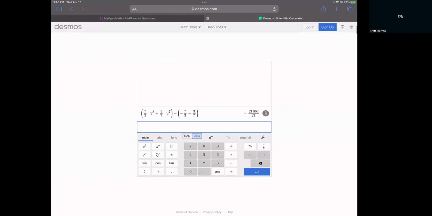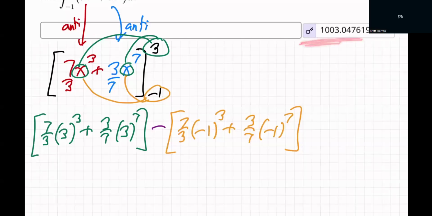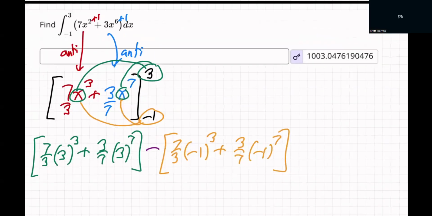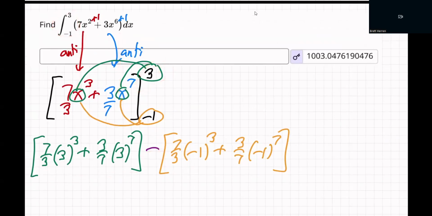Is it a fraction? Yeah, you can do that fraction or that decimal, 1003.0476. Is that what they got? Yep, that's what they got. So that's how we do it. The integral is the antiderivative, and then plug in the upper bound minus plug in the lower bound. So there we go.